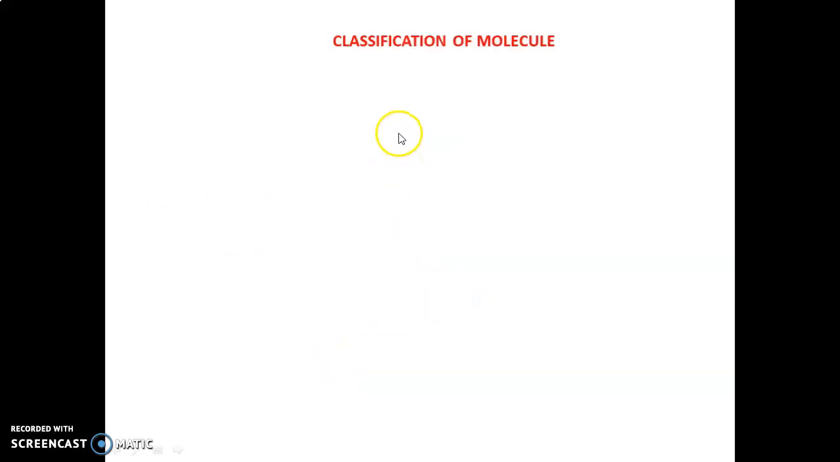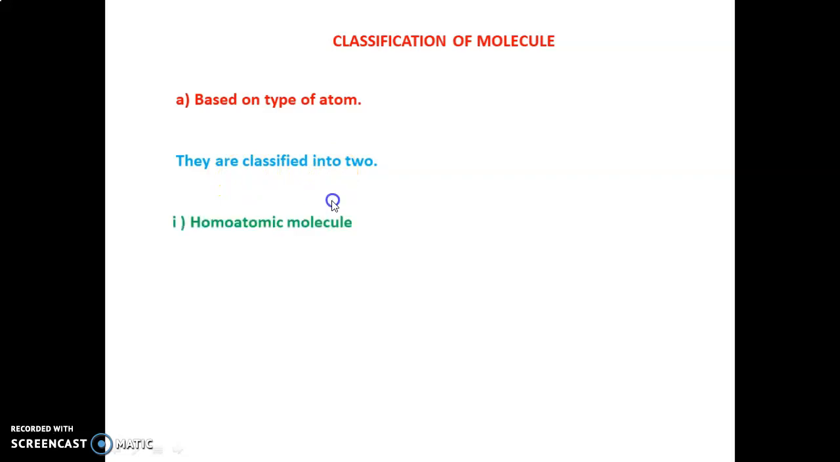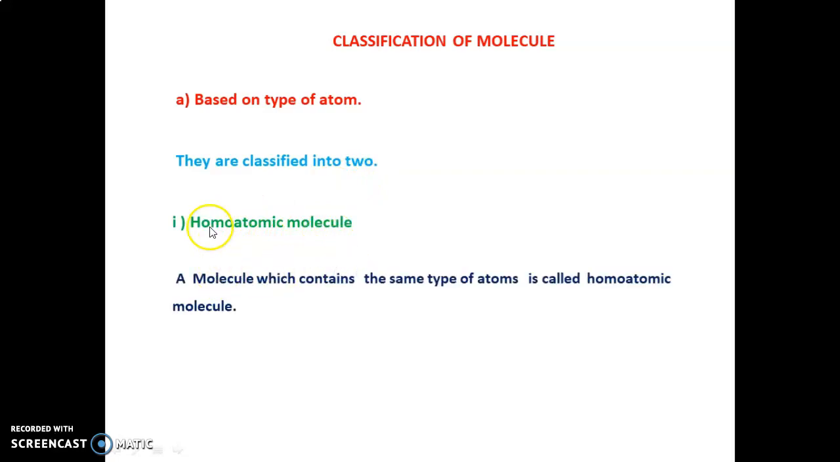Then classification of molecules. We are going to discuss the classification of molecules. First one, based on type of atom. Based on type of atom, they are classified into two. Homoatomic molecule. Homo means same atom. A molecule which contains the same type of atom is called a homoatomic molecule.